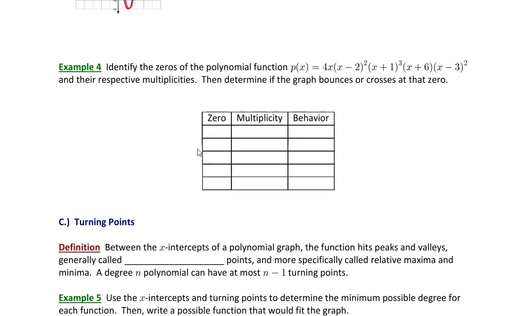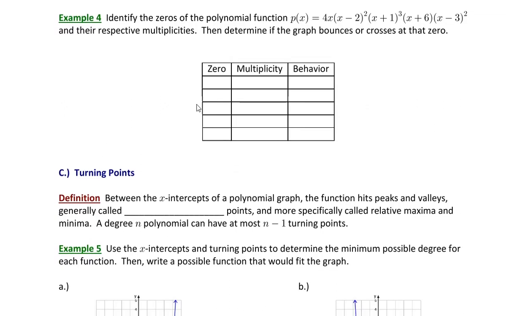Let's clarify this with an example. Identify the zeros of the polynomial function p of x. Now notice our polynomial function is already factored. That's good news. This is a pretty big polynomial. And we're going to identify the zeros and their respective multiplicities. And then we'll use that to determine if the graph bounces or crosses at that 0.